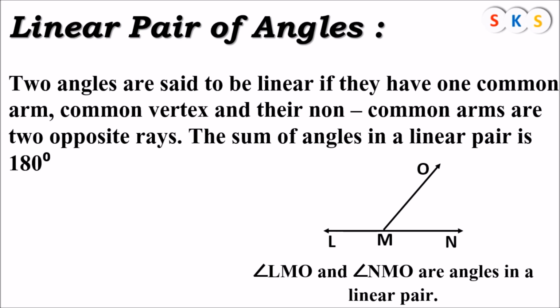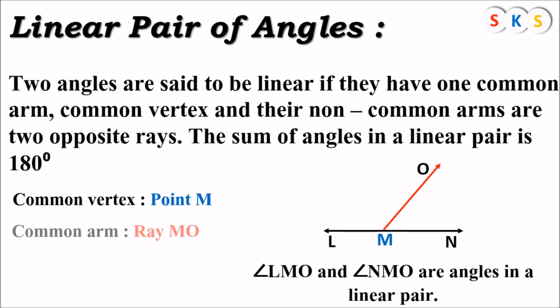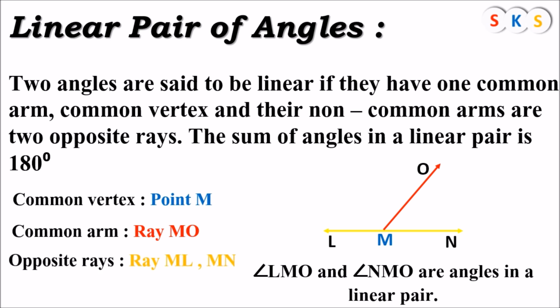Why are these two angles said to form a linear pair? Because you can see they have one common vertex, that is M, and they have one common arm, that is ray MO, and the remaining two arms, that is ray ML and ray MN, are opposite rays. Hence, angle LMO and angle NMO are angles in a linear pair.